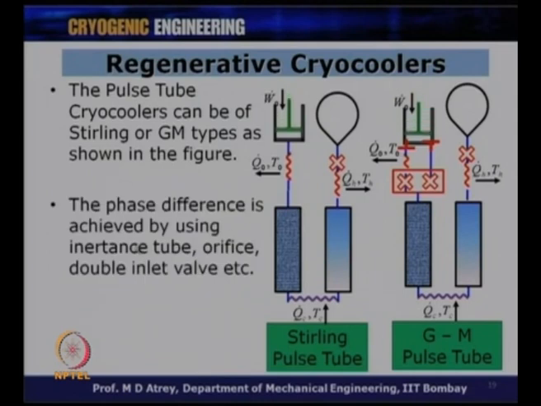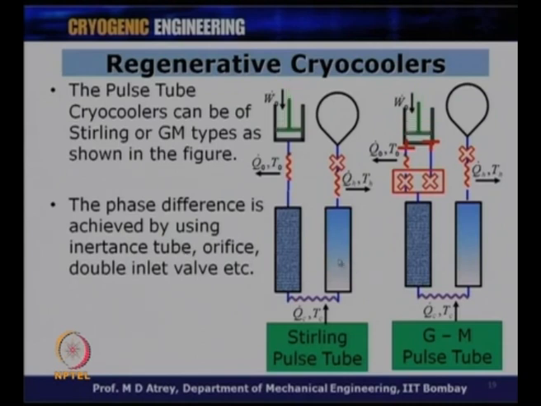The phase difference is achieved using an inertance tube. What you can see is that when you have gas moving over here, one has to have some relationship between the gas and the piston motion in order for the cooling effect to be produced. Therefore, there are different kinds of phase shift mechanisms, which could be an inertance tube, orifice, or double inlet valves. You may have heard of these things, and we will study these phase shift mechanisms in detail in the further lectures.